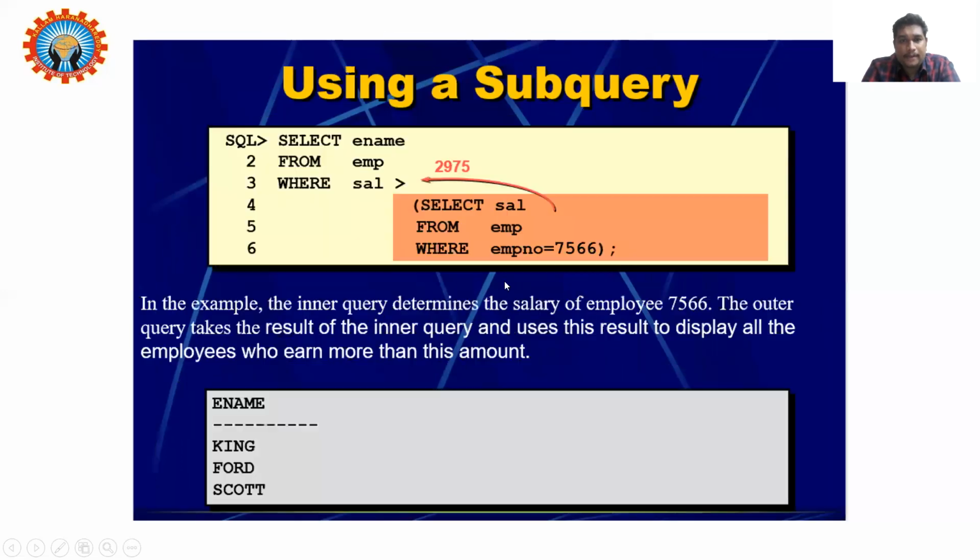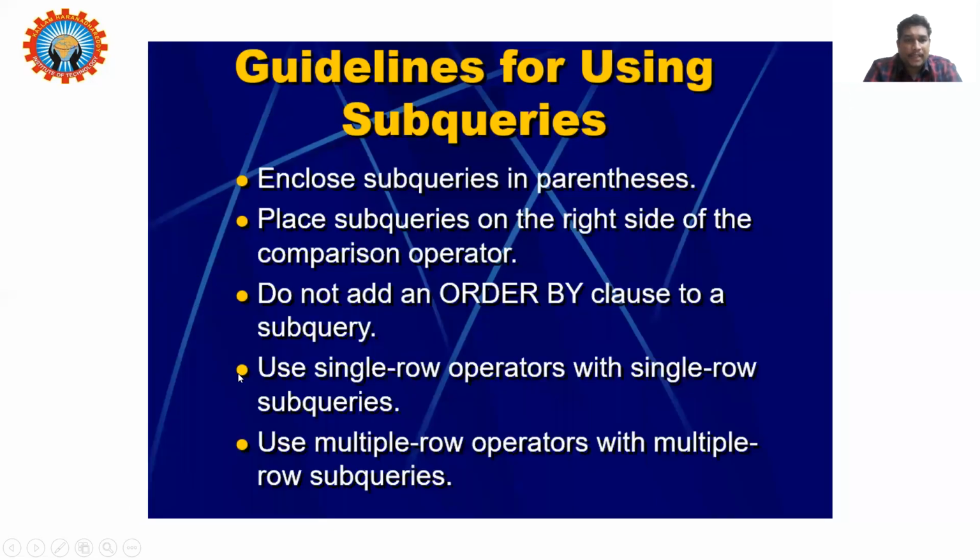Right, see here, where we start the subquery is after the comparison. Already this is a comparison operator: greater than, less than, anything else, it is a comparison operator. Once the comparison operator occurs, automatically the next is started with the enclosing of your second query or the inner query or select statement. Okay, next, do not add an order by clause to a subquery.